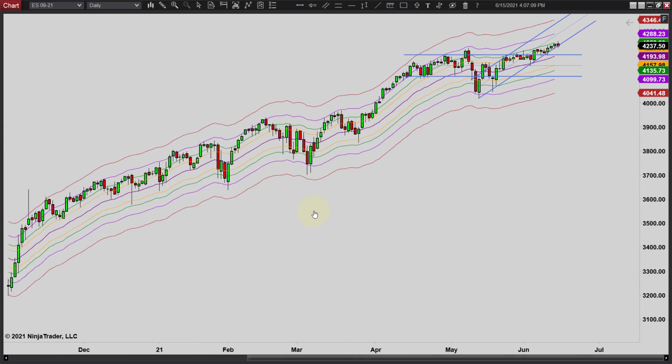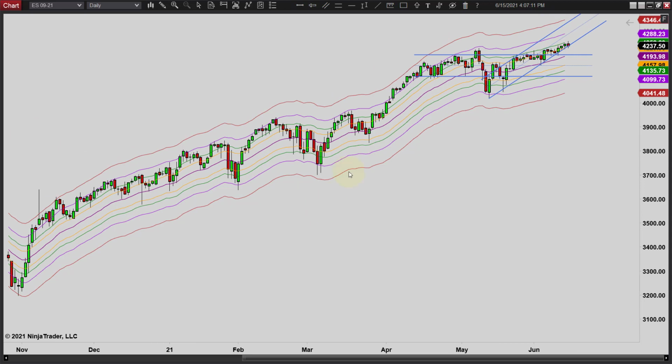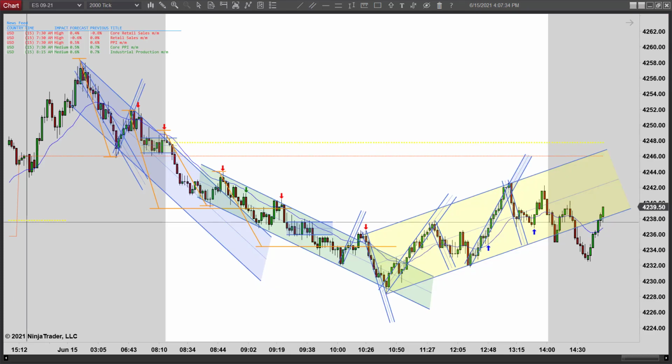It looks very similar, but it's a slightly different look. I mean, it's the same channel, and then we had the same breakouts and so forth. But it does look just a little bit different on the September contract versus the way it did on the daily for the June contract. So let's go over and take a look at the other.